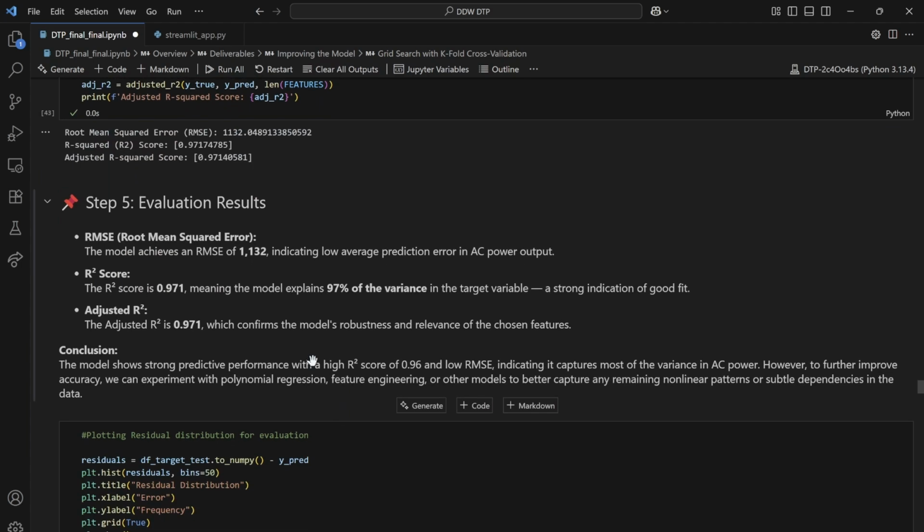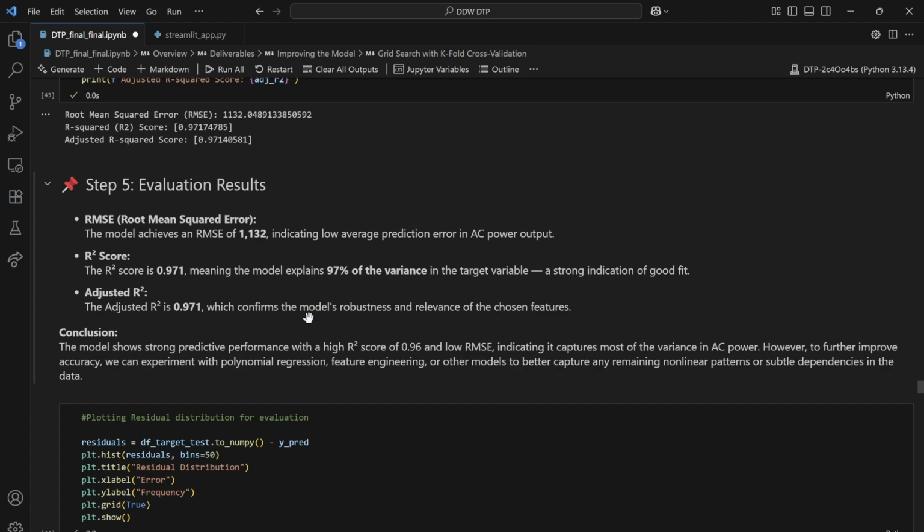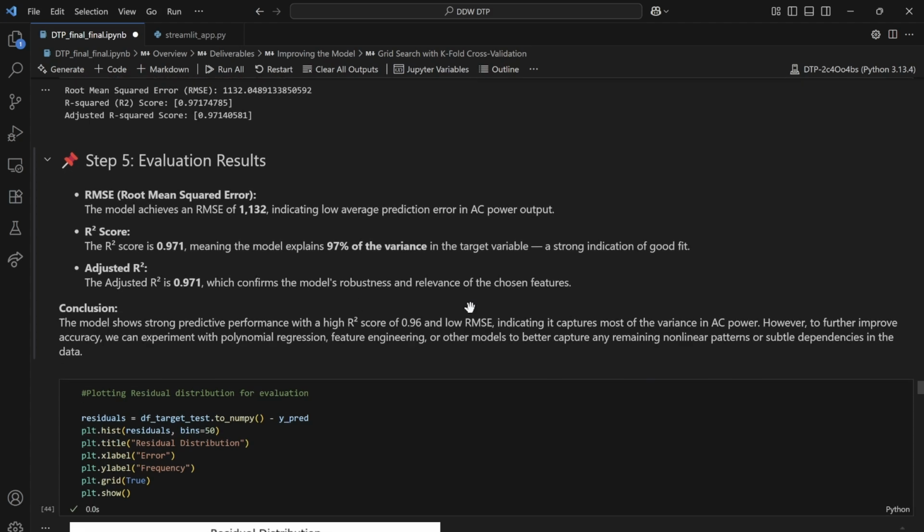Evaluating our model, we get an RMSE of 1132, indicating low average prediction error in our AC power output, an R-squared score of 0.971, and an adjusted R-squared score of 0.971. This model shows very strong predictive performance with a high R-squared score of 0.97 and a low RMSE, indicating it captures most of the variance in AC power.